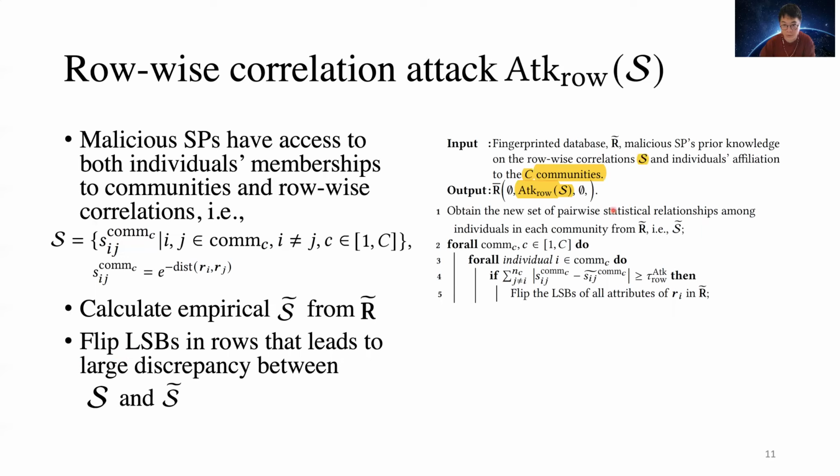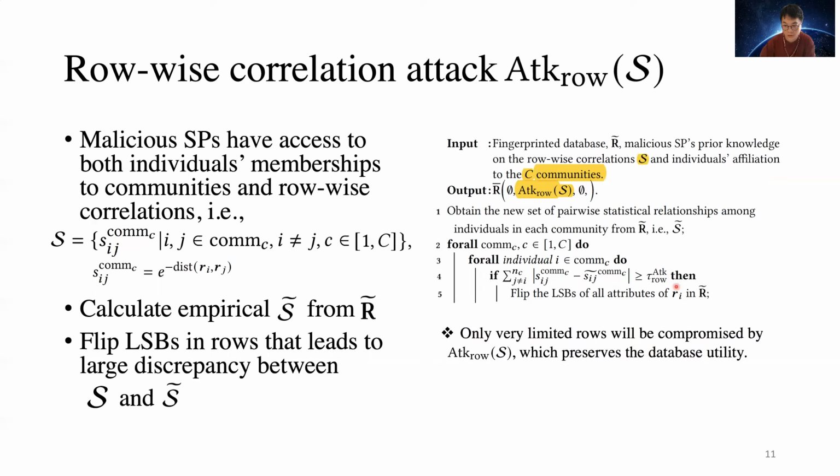And this is the pseudocode for the row-wise attack. Essentially, he checks if the cumulative difference before and after fingerprinting is higher than a predetermined value. He will launch the attack on those rows that satisfy this condition. In the experiment, we show that the row-wise correlation attack actually preserves more database utility because it only changes very few rows in the database.